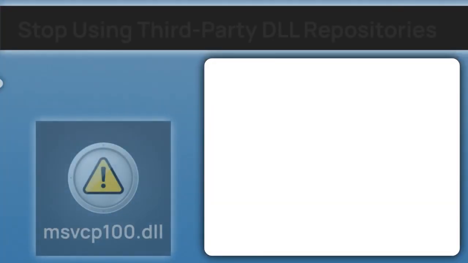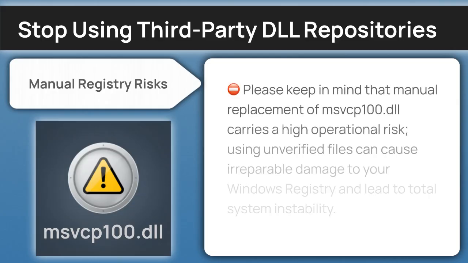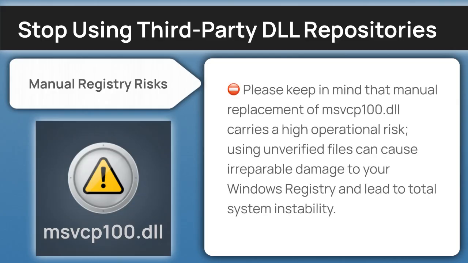To protect your system architecture, I have a few recommendations regarding file authenticity. Remember that the Msvcp100.dll is part of a complex ecosystem. Changing it manually without updating its dependencies can lead to permanent errors.